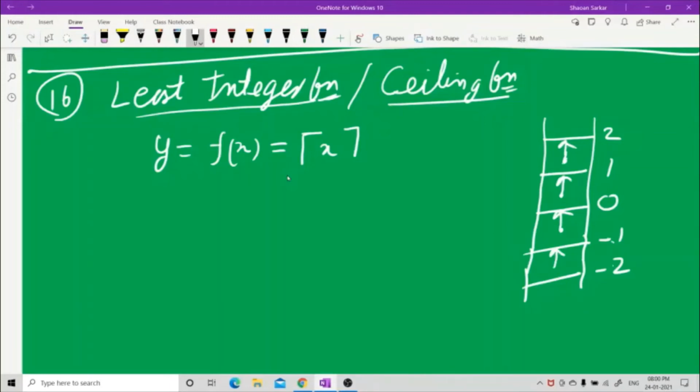It will go to the ceiling. छत पे जाएगा. 1 और 2 के बीच में तो 2 पे जाएगा, 1 और 0 के बीच में तो 1 पे आएगा, 0 और minus 1 के बीच में तो 0 पे आएगा, minus 1 minus 2 के बीच में तो minus 1 पे आएगा. तो let's do it. Very simple.